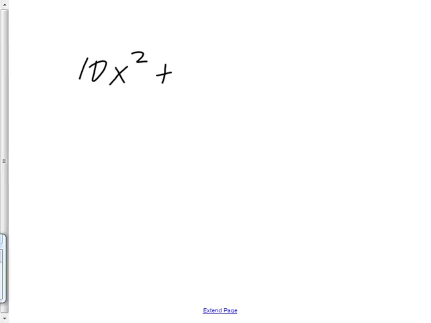10x squared plus 2x minus 1. Figure out for me what the possible roots are. And this time I want you to just list all of them. What are all the possible things? It's not too bad, is it? Because the factors of the constant are so easy.